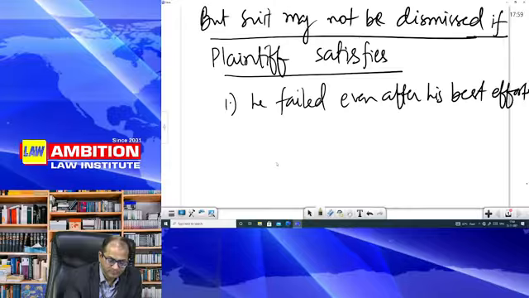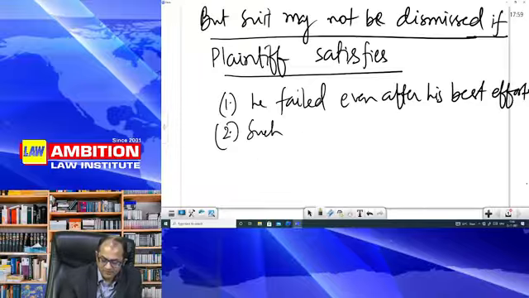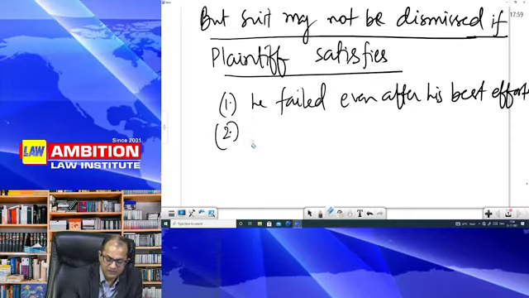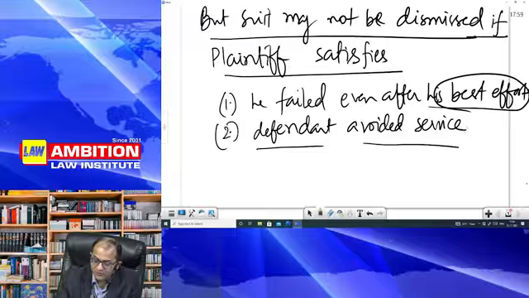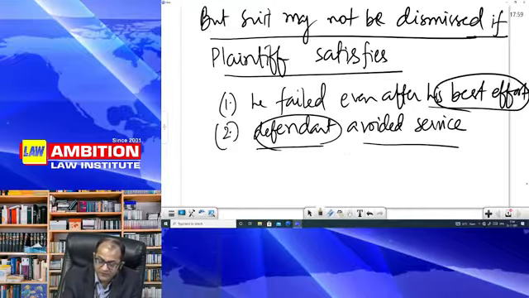Number 2, such defendant is avoiding service. So write down only that the defendant avoided service. Defendant avoided service, what can I do? It is not my fault. Why should I be punished? Defendant was avoiding the service all the time, and I made the best effort. Will you penalize me for the defendant's fault? The answer is no.